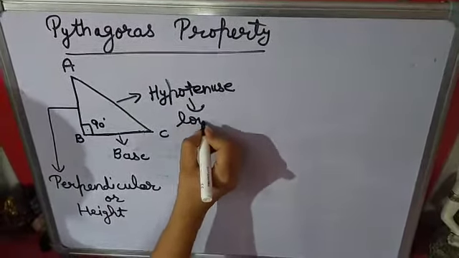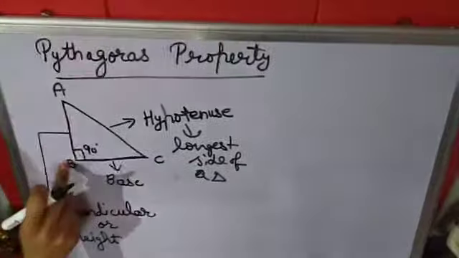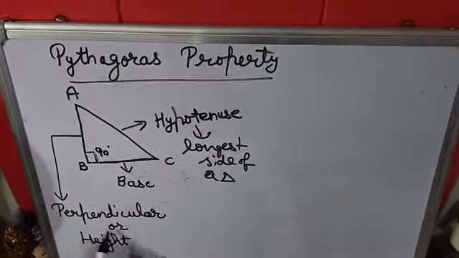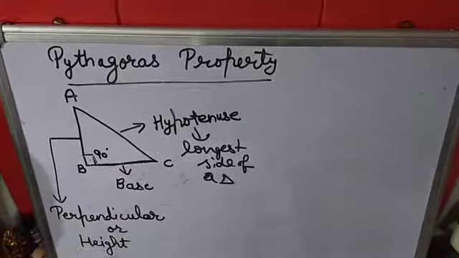Okay, these three sides are there. This side is called base. There is the 90 degree angle. This is called perpendicular or height. And the side opposite of the 90 degree angle is called hypotenuse. And this is the longest side of this right angle triangle. Now we use Pythagoras property in this triangle.